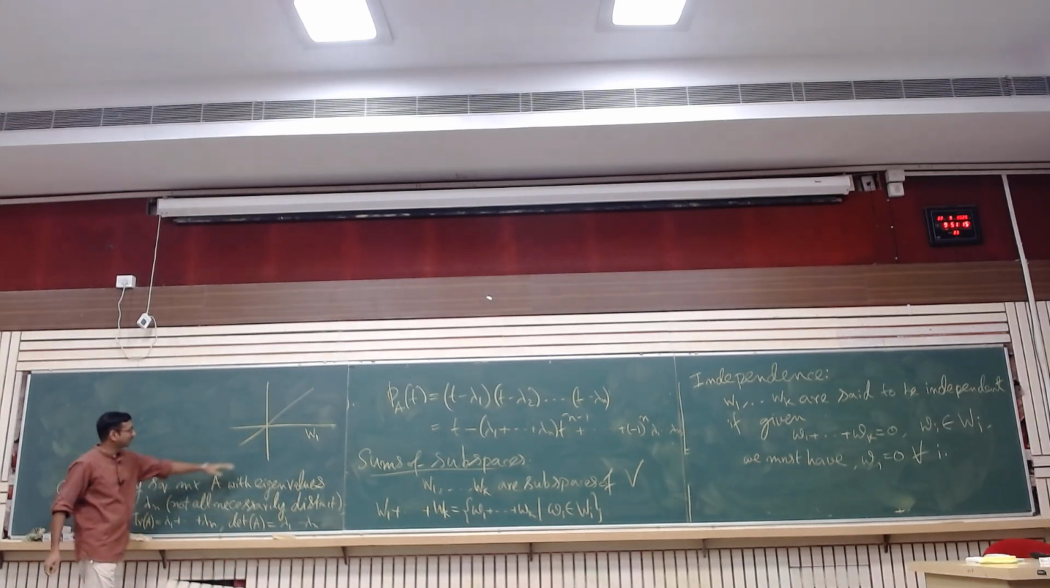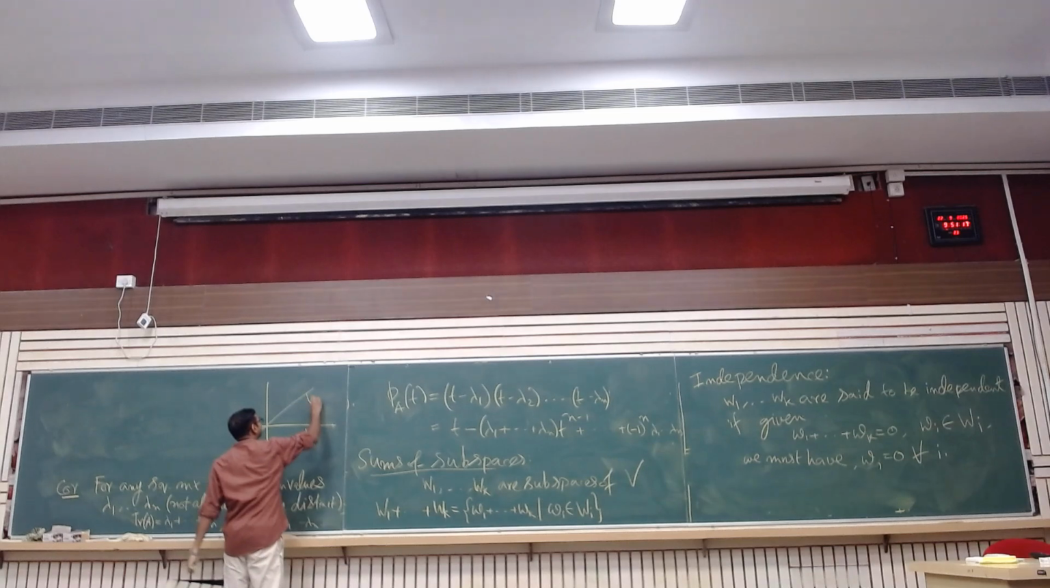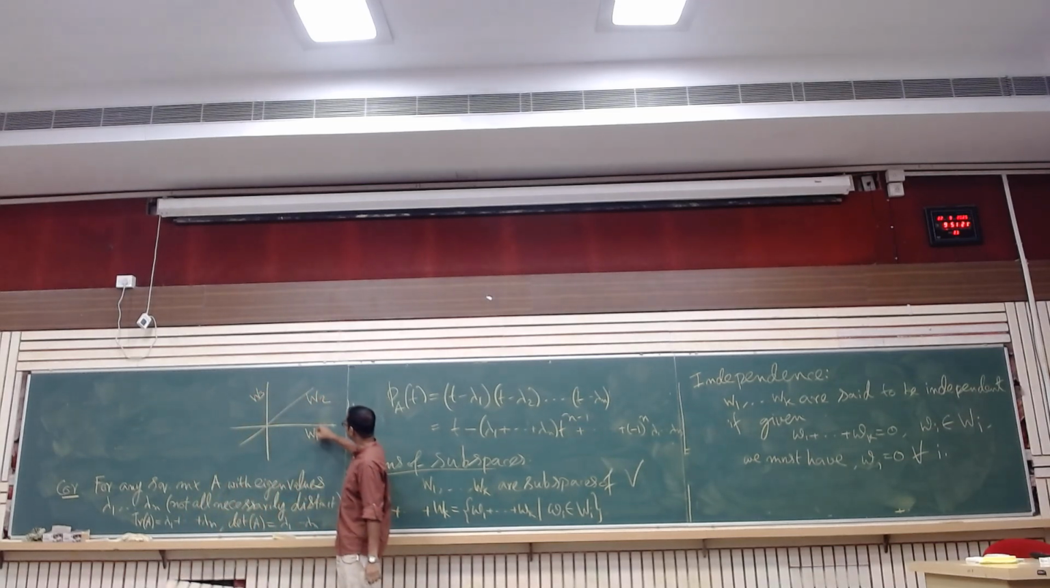So for example, suppose this is W1, this is W2, and this is W3. You see that W1 and W2 are independent. W2 and W3 are independent. W3 and W1 are independent. But are W1, W2, and W3 independent? No, because take any vector here. That's a linear combination of this and this. I mean something here and something there, right?